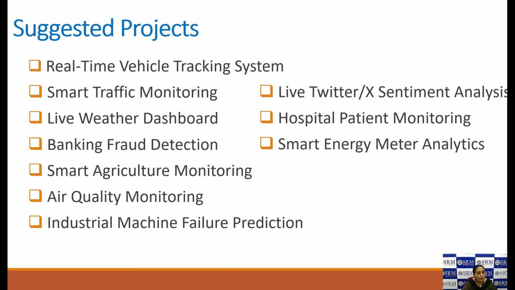Now, I have taught you what real-time data processing is, what tools are used for it, and what we can do with that. These are the projects we can implement: a real-time vehicle tracking system, smart traffic monitoring, a live weather dashboard, banking fraud detection, smart agriculture monitoring, air quality monitoring, industrial machine failure prediction, and live Twitter or X, LinkedIn, or Facebook sentiment analysis. Then hospital patient monitoring and smart energy meter analytics. So these are the major projects we can do.